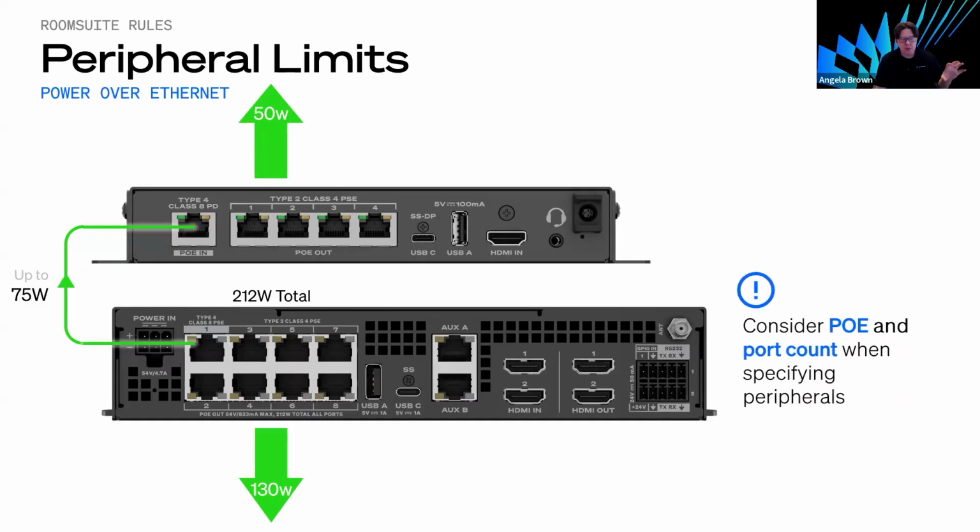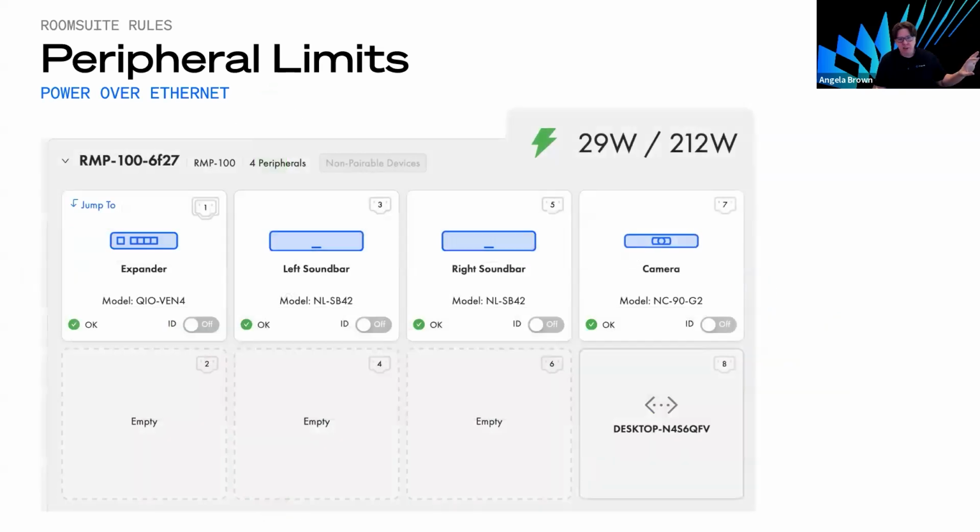So consider PoE and port count as two of your primary design constraints when looking to specify the RMP 100 into a system. One good thing is another built-in tool: the software will actually tell you what you're using in terms of your PoE allotment and your PoE budget. So keep an eye on that. It's really nice to have that in front of you. If you have an issue, it will immediately tell you where you're over or what the problem is, and you can immediately rectify it from there.